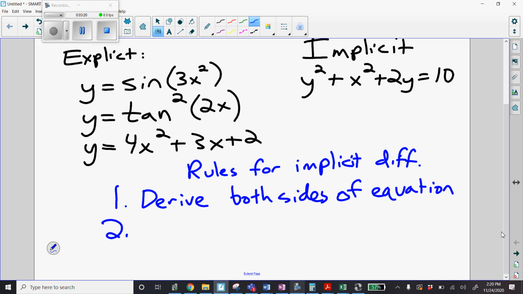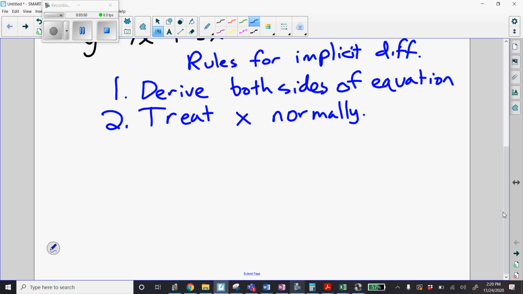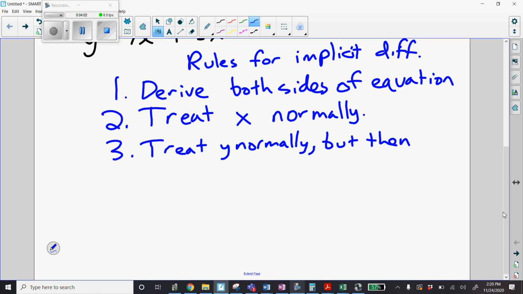Two, treat x like you would normally treat x. So whenever you come across an x when you're doing it, for example, in this equation right up here, when I came to do the derivative of x squared, I'd simply get 2x. Okay, so we're going to treat x normally. For 3, I want to treat y normally, but then multiply by dy dx.